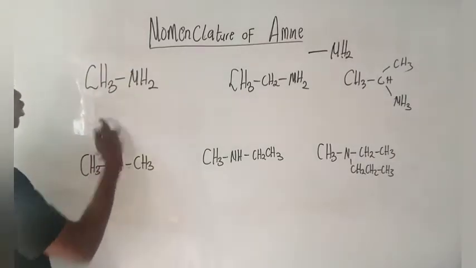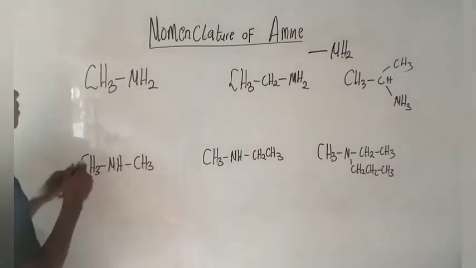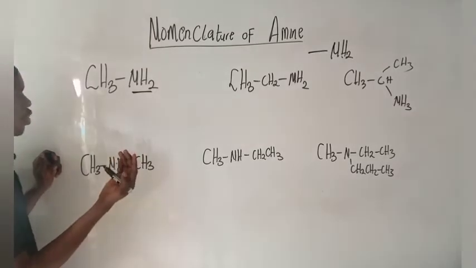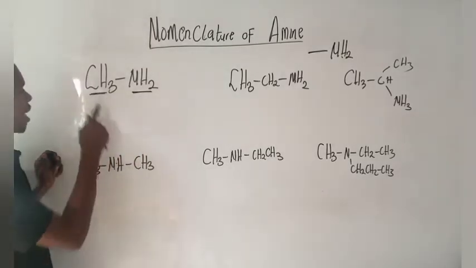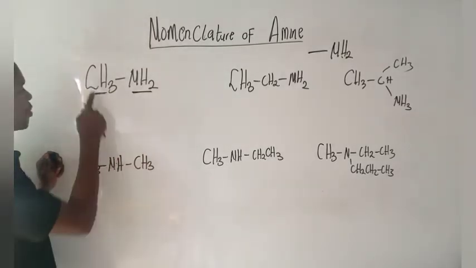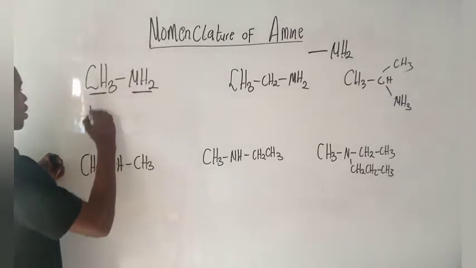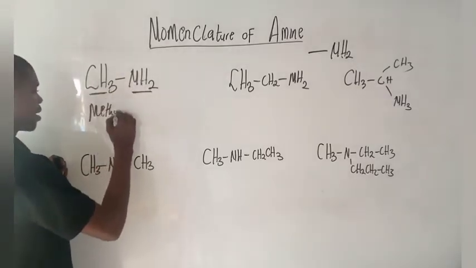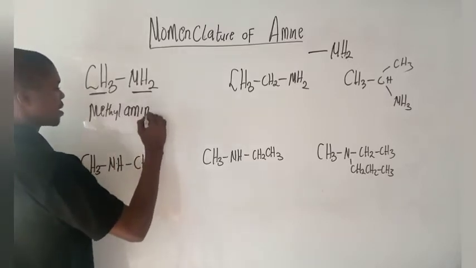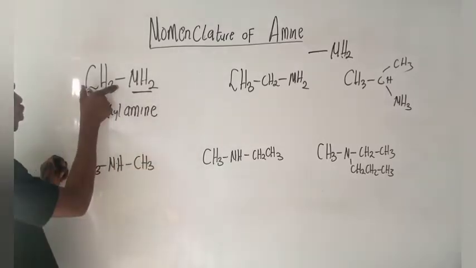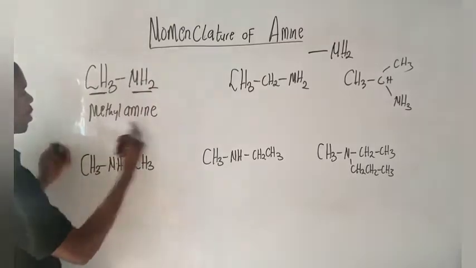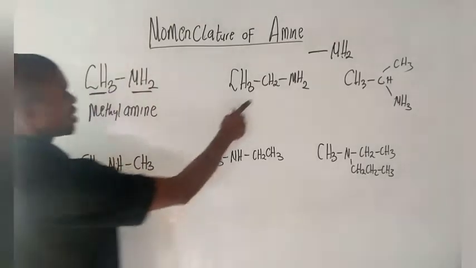Naming the common name is very easy. Remember, NH2 is the functional group, and this other group is the substituent, whose name is methyl. So it's going to be methyl amine. The common name here is methyl amine, as easy as that. The name of the substituent and the functional group added together is the common name.